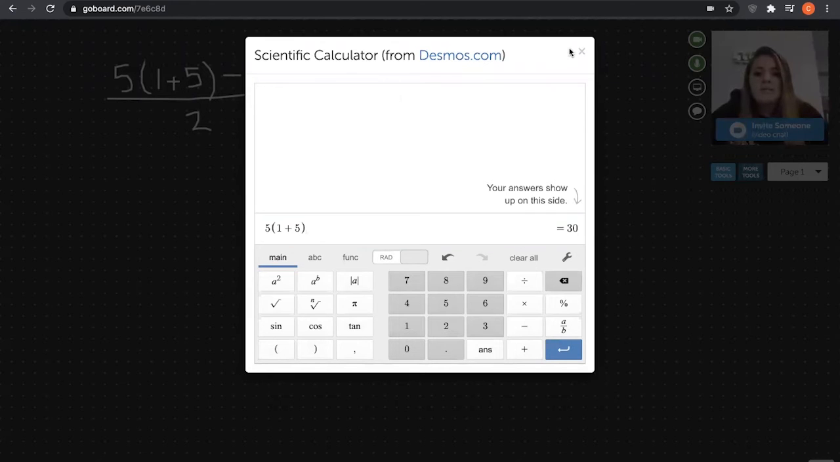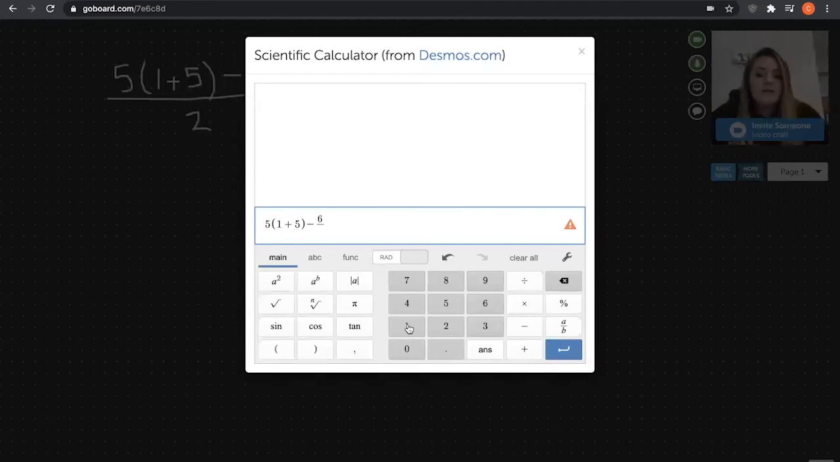I think that was a -6. Oops, my bad. -6, and then just say divide by the 2. You see our issue here is we don't have this entire numerator, the 5 times 1 plus 5 minus 6, all over 2, which is what we need in the original problem.